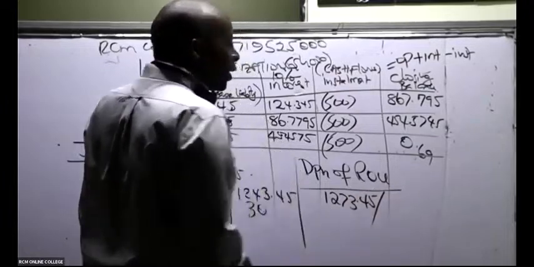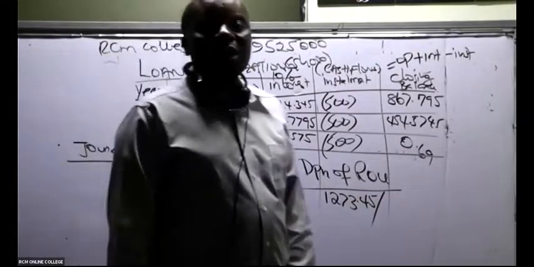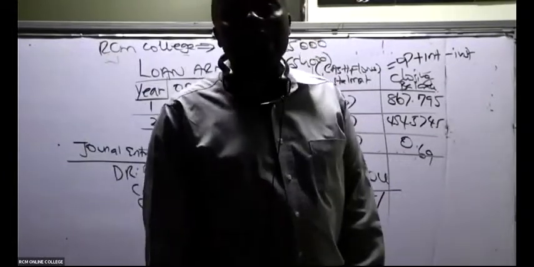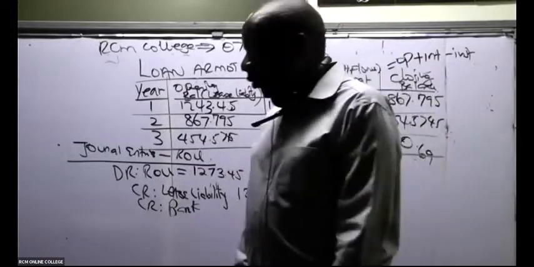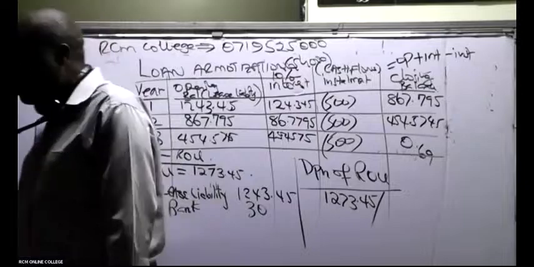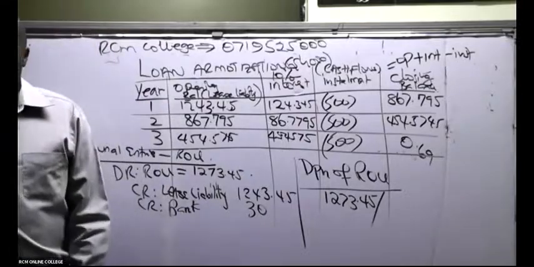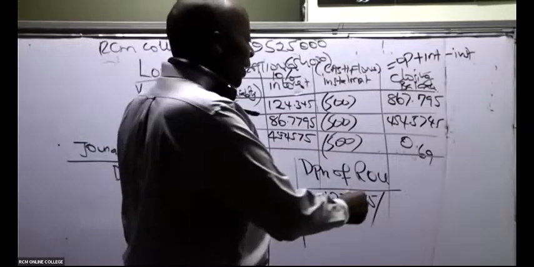1273.45. Should I divide this by the economic life of the plant, which is 5? Or should I divide this by the lease life? Should I use lease life of 3? Or should I use economic life of the machine, 5 years? 3. We always use the lease life. So we divide this by 3.